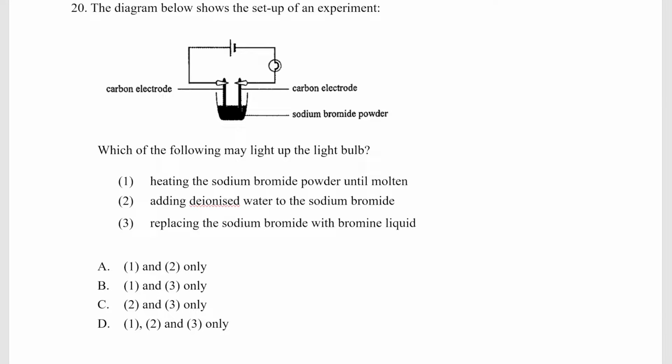2014 question 20. The diagram below shows the setup of an experiment. Again, you're given the diagram. Which of the following may light up the light bulb? That means electricity, there's electricity passing through.